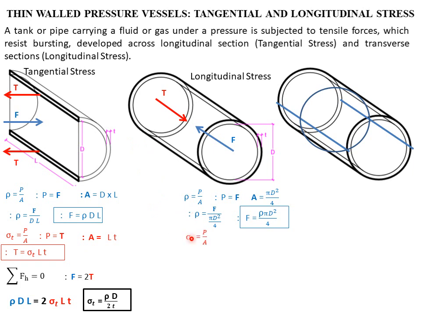From the stress, longitudinal stress is equal to P over A. Let's substitute again the P by T, and the area is equal to pi dt, the area of this one. Pi d is the circumference of the inner dimension of the tank, multiplied by the thickness. So from this formula, with P substituted by T and A substituted by pi dt, T is equal to the longitudinal stress multiplied by pi dt. So that will be the value for T. And then let's do the summation of forces horizontal. F is equal to T.